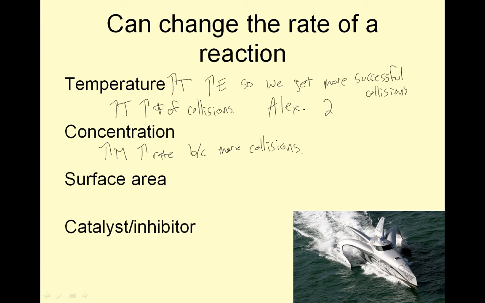Surface area. So if I increase the surface area, you do that by grinding it up. If you grind it up, you increase the rate, again, because there will be more collisions. If I use a catalyst, it will increase the rate, because it lowers the energy needed. A catalyst just lowers the energy needed.